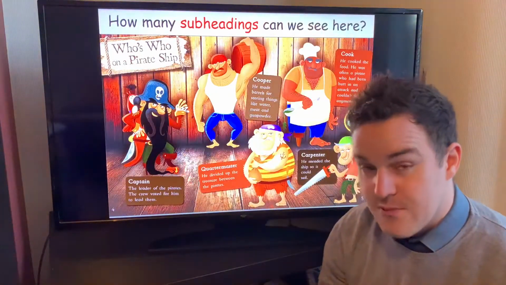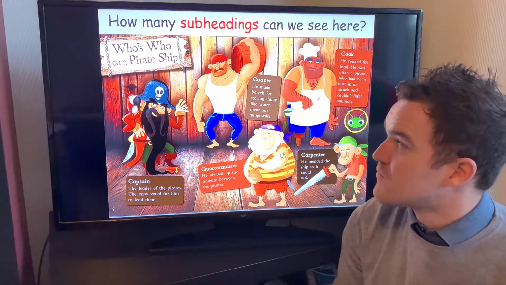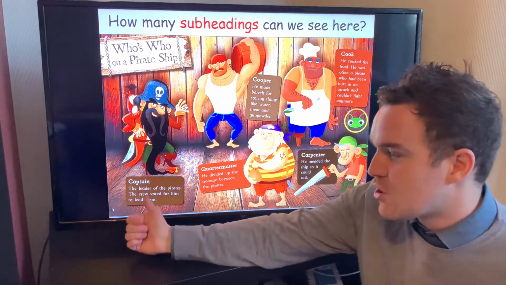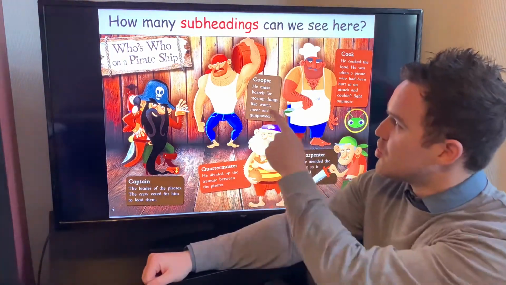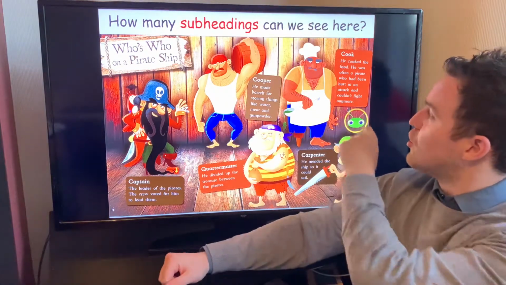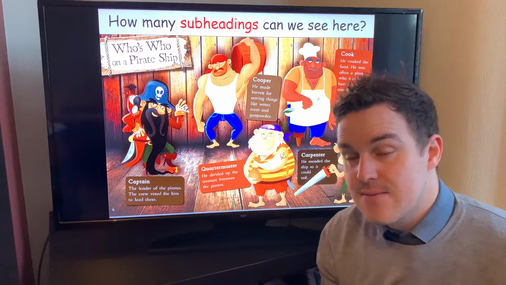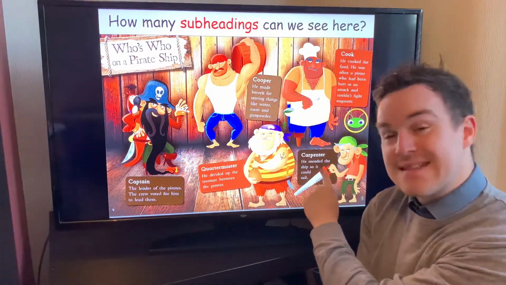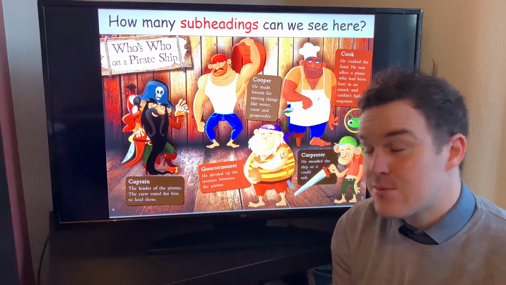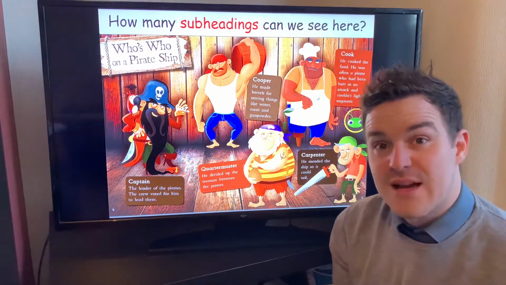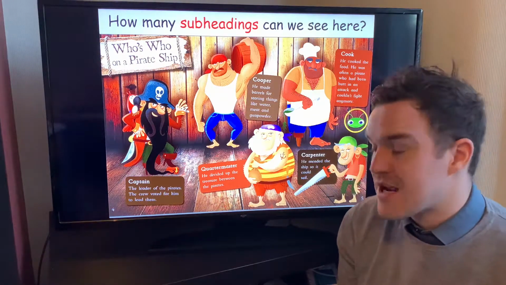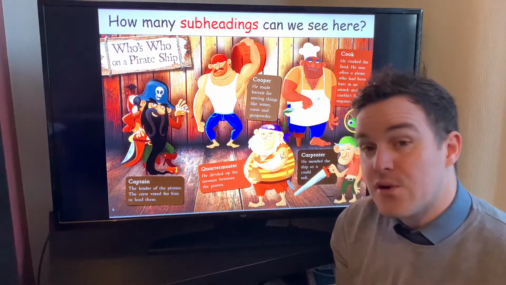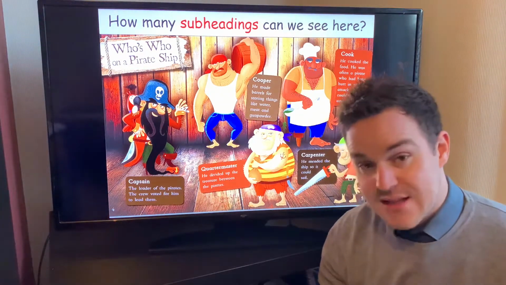Let's see what else. We've got some subheadings here about pirates. Who's who on a pirate ship? We have little sections. How many can you see? Well, I can see one here. This one's called Captain, Quartermaster, Cooper, Carpenter, Cook. Different jobs on the pirate ship are each in little sections with a subheading and then some information underneath about them. So let's read one of them. It says, Quartermaster. The quartermaster's job is to divide up the treasure between the pirates. Another one, Captain, the leader of the pirates. The crew voted for him to lead them. So there's lots of subheadings there, okay?